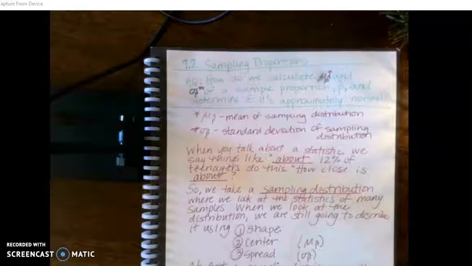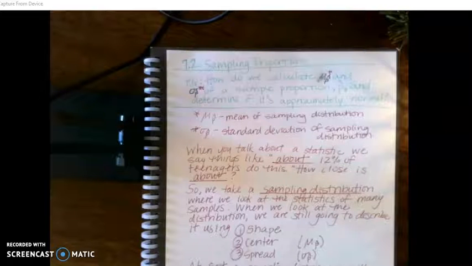And so, the whole purpose of this is when you talk about a statistic, we say things like, about 12% of the teenagers do this, or whatever the statistic is, right? So statistic, remember, is a number that describes a sample. And so we take a sample and we say about such and such, okay? But how close is about? How do we determine what the probability is of something being about whatever? Okay, because it's just a number that describes a sample, but we want to be able to go back and figure out, well, how does that relate to the population? What are the parameters that we're talking about here?